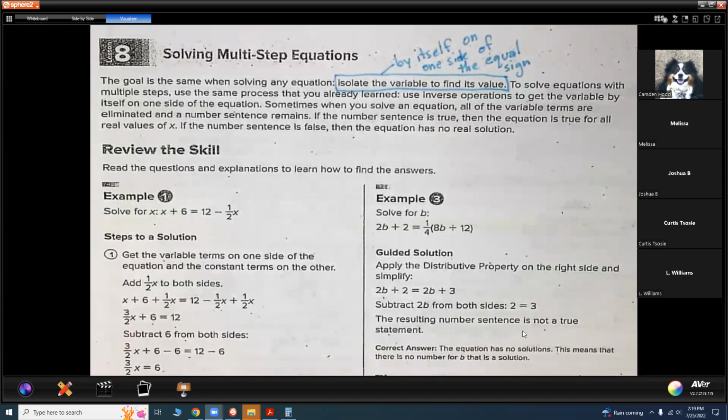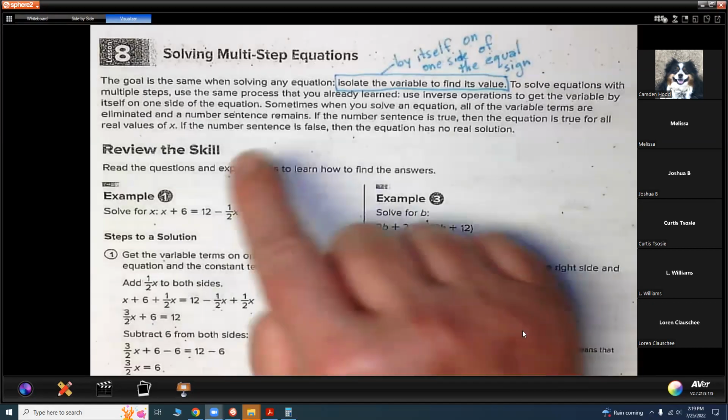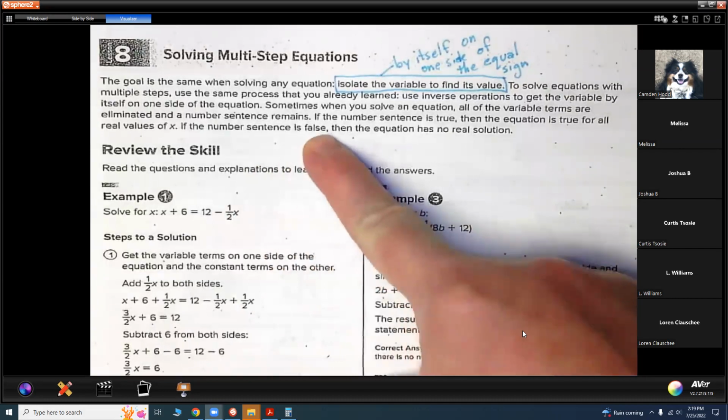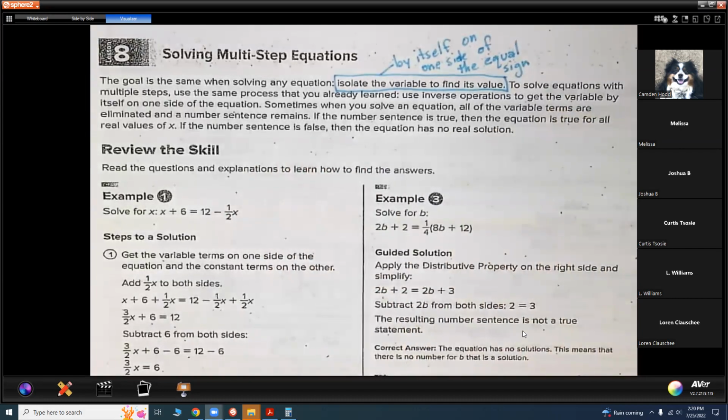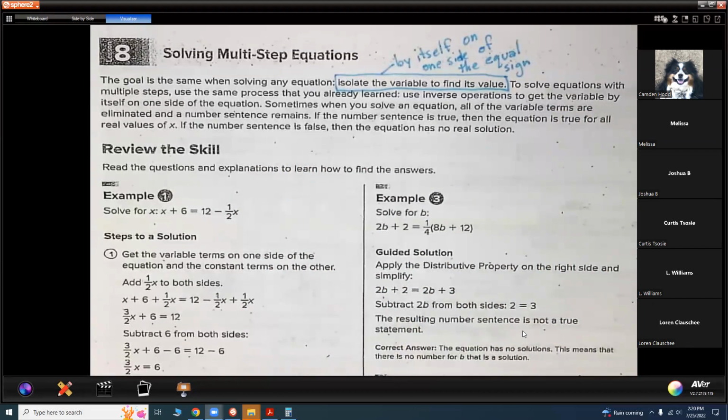Sometimes when you solve an equation, all of the variable terms are eliminated and a number sentence remains. If the number sentence is true, then the equation is true for all real values of x. So basically it's saying x could equal any number, 0 through infinity, and it would work, okay? If the number sentence is false, and we're going to look at some examples here, then the equation has no real solution. Okay, there's no solution here.